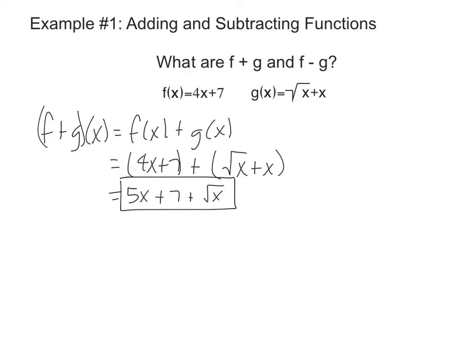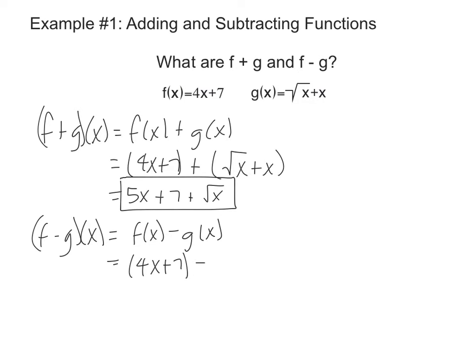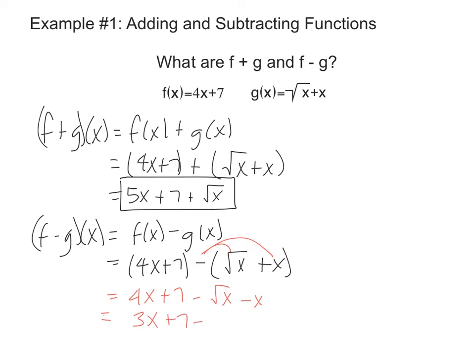Okay, then f minus g of x is basically f of x minus g of x. So that will look like 4x plus 7 minus the square root of x plus x. Now, it's important when you use subtraction to go ahead and put it in parentheses so you can distribute to both. So this is really 4x plus 7 minus the square root of x minus x. Then when you combine those like terms, 4x minus x is 3x plus 7 minus the square root of x.